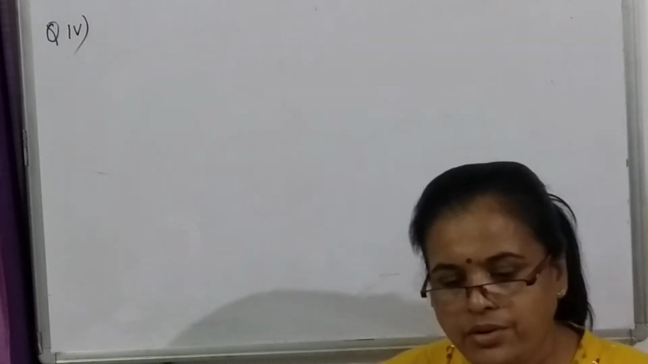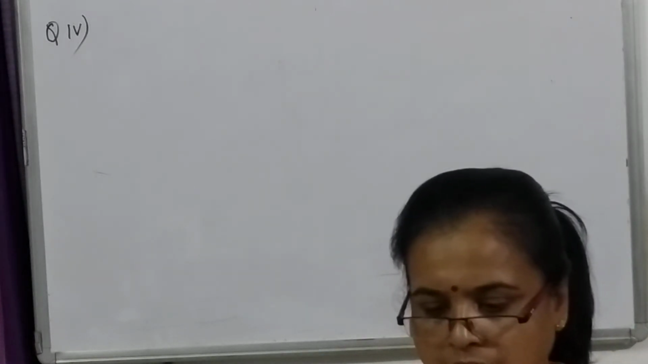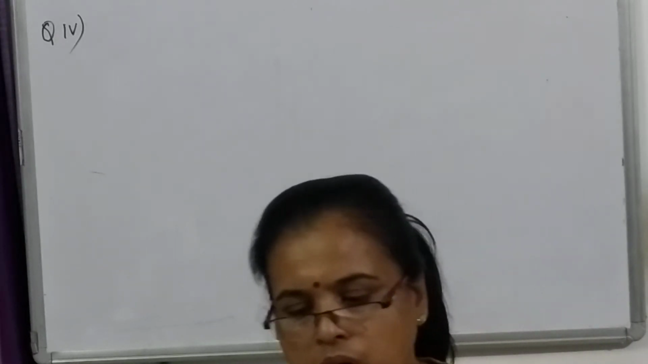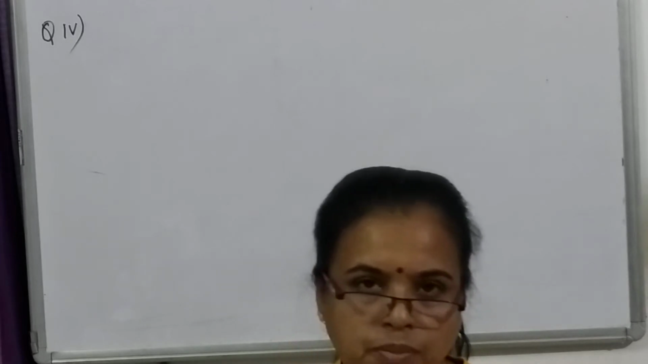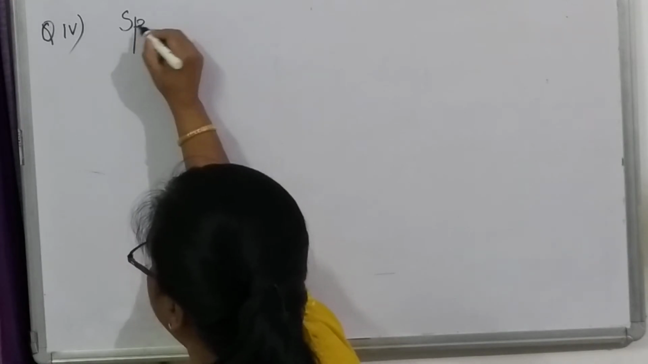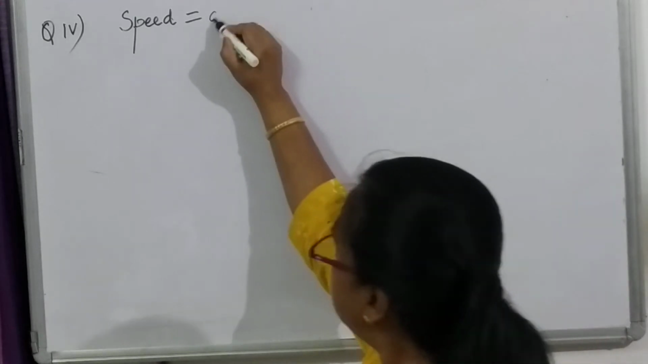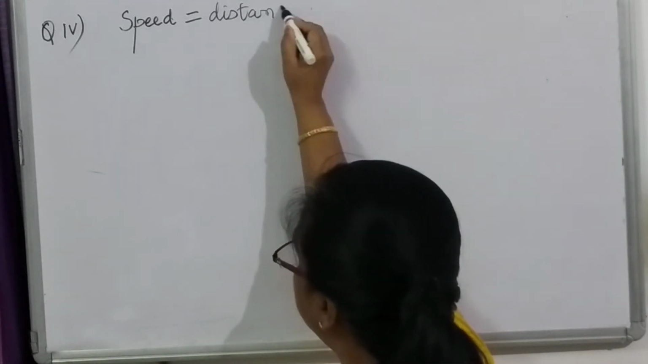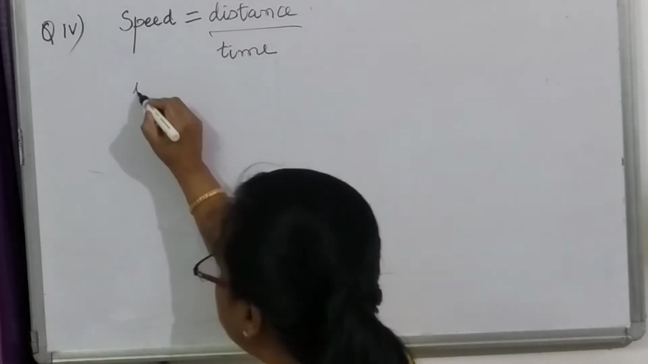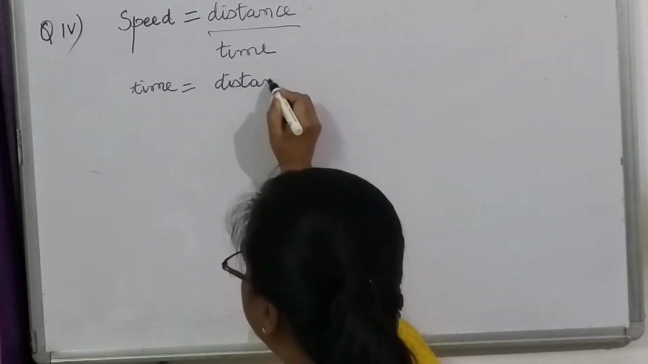The question is, a train travels a distance of 480 kilometers at a uniform speed. If the speed had been 8 km per hour less, then it would have taken 3 hours more to cover the same distance. We need to find the speed of the train. Now, every one of you knows, you have done it in physics also, how do you find speed? Speed is distance upon time. And when I am talking about time, it becomes distance upon speed.